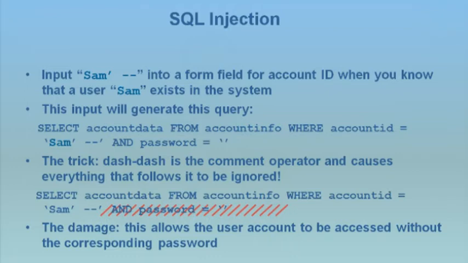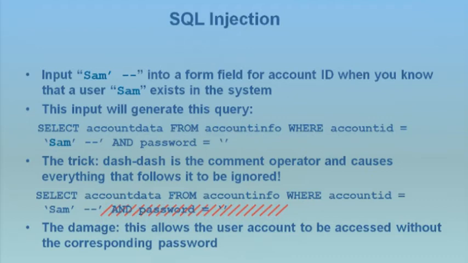Now here's another little trick of the trade that our attackers will use. Say an attacker wants to attack a username field with SQL Injection, and they have one good username, for example, Sam. So they'll type into the username field Sam, single quote, dash dash. Now why the dash dash? Well, dash dash in SQL is the comment command. Everything after dash dash is to be ignored.